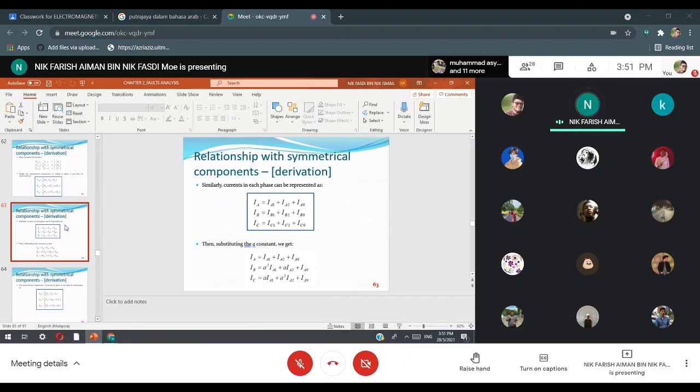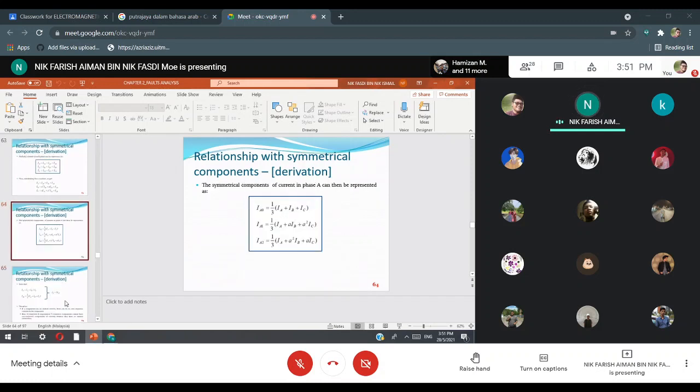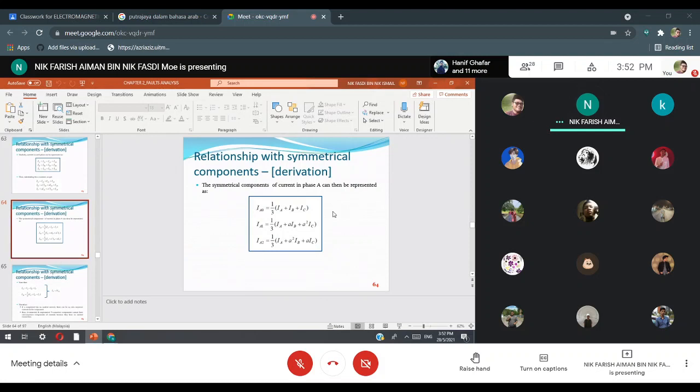Okay. Actually, for the currents it's the same. We use the same method to analyze the current. The relationship between the unsymmetrical and the symmetrical. Okay, here we are using the A operator. Then later on we can put in this relationship between the symmetrical and the unsymmetrical. It's the same, right? Just the same. The only difference is this is the current. The previous one is the voltage.